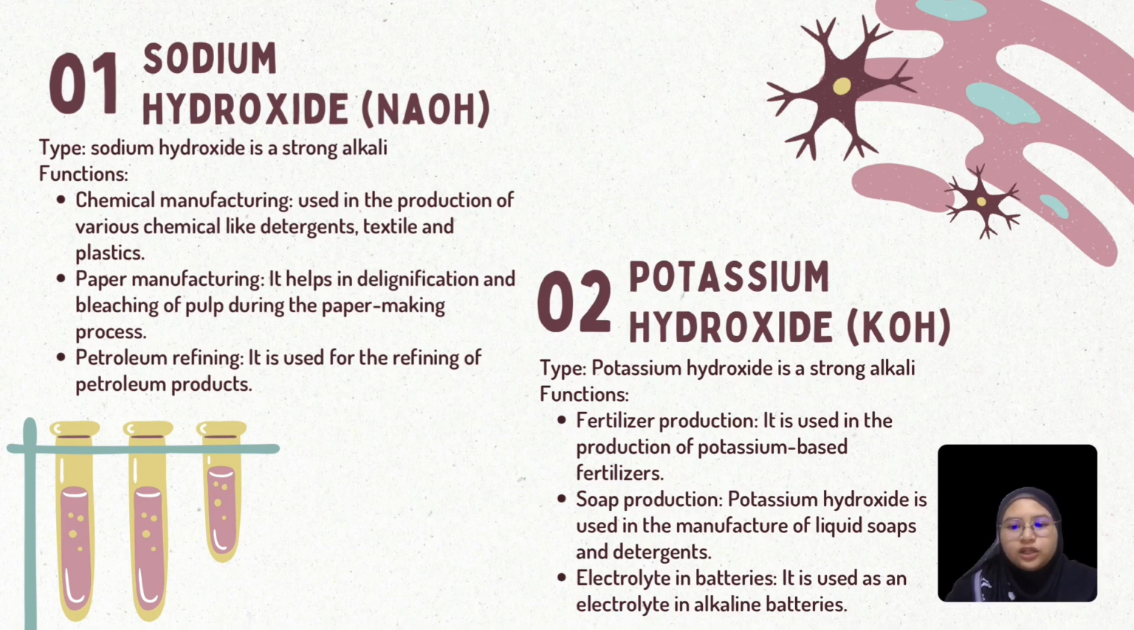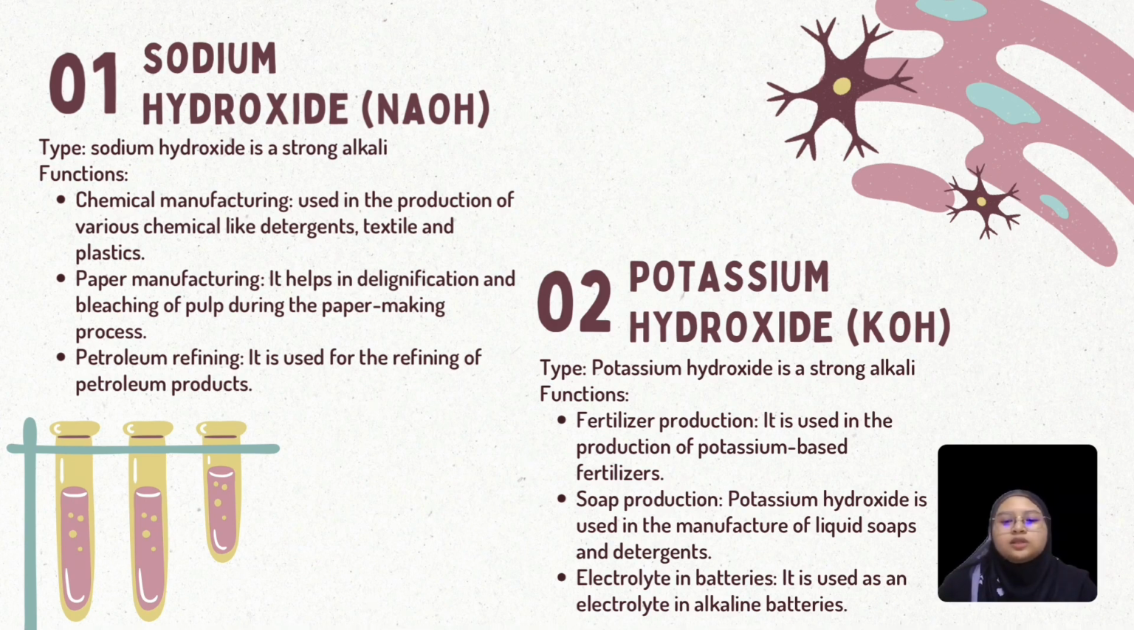The function of sodium hydroxide is, the first one, chemical manufacturing. It is used in the production of various chemicals like detergent, textile and plastic. The second one, paper manufacturing. It helps delignification and bleaching the pulp during the paper making process. The last one, petroleum refining. It is used for refining of petroleum products.